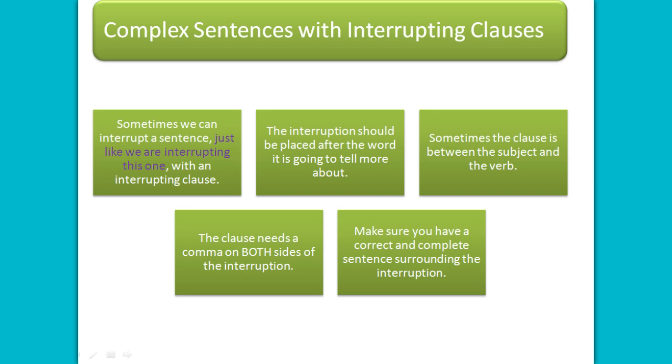Let's look at a complex sentence with an interrupting clause. Sometimes we can interrupt a sentence, just like we are interrupting this one, with an interrupting clause. The interruption should be placed after the word it is going to tell more about, like sentence in the previous case. Sometimes the clause is between the subject and the verb. The clause needs a comma on both sides of the interruption. Make sure you have a complete and correct sentence surrounding the interruption.